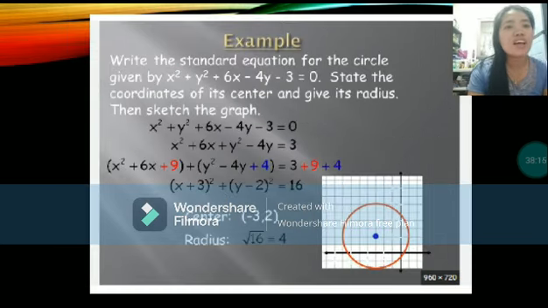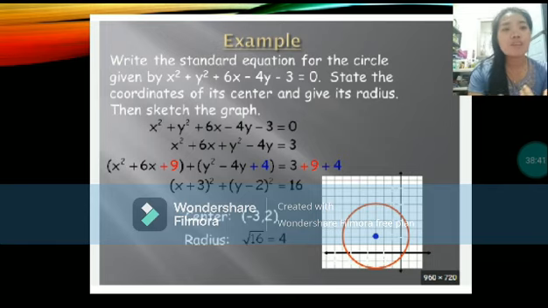Another, how about this one? The center is no longer at the origin. This is still simple though. Write the standard equation for the circle given by x squared plus y squared plus 6x minus 4y minus 3 equals 0, and state the coordinates of its center and give its radius. Then sketch the graph. Now the given is a general form of an equation.